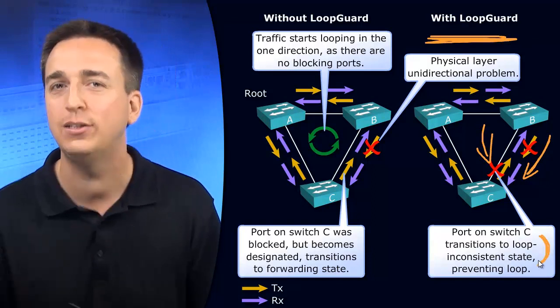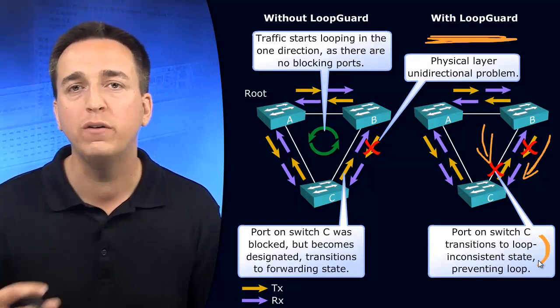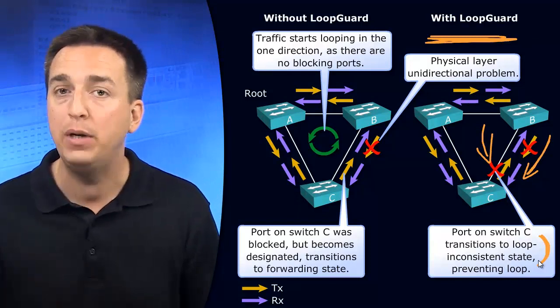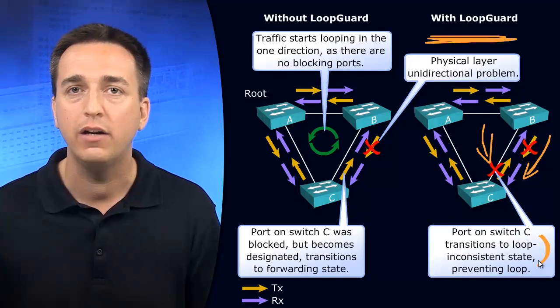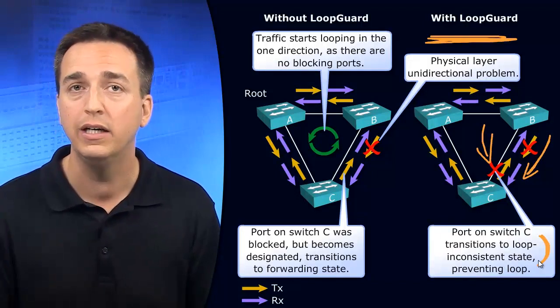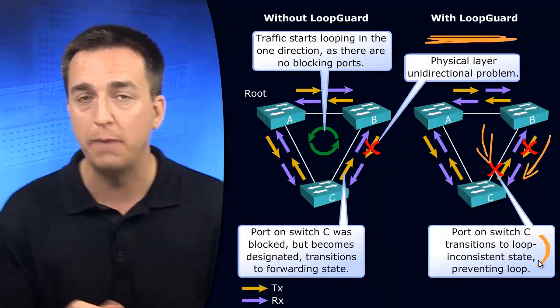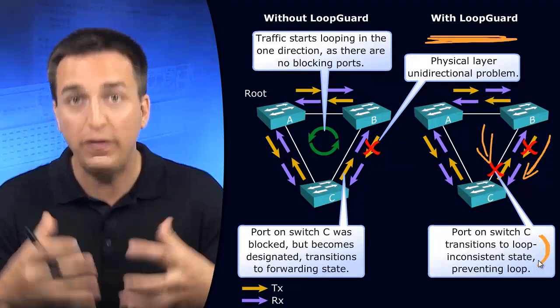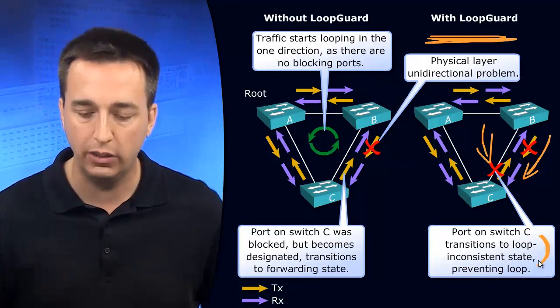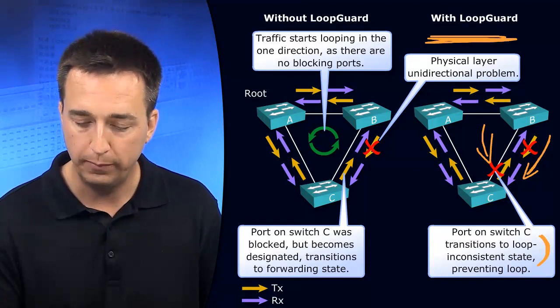Loop inconsistent state. And what that loop inconsistent state does is it prevents the loop from happening, because in the loop inconsistent state, the port is not forwarding. It's essentially staying in the blocked state. LoopGuard has prevented it from happening. That's why it's in the loop inconsistent state. So it prevents our loop.